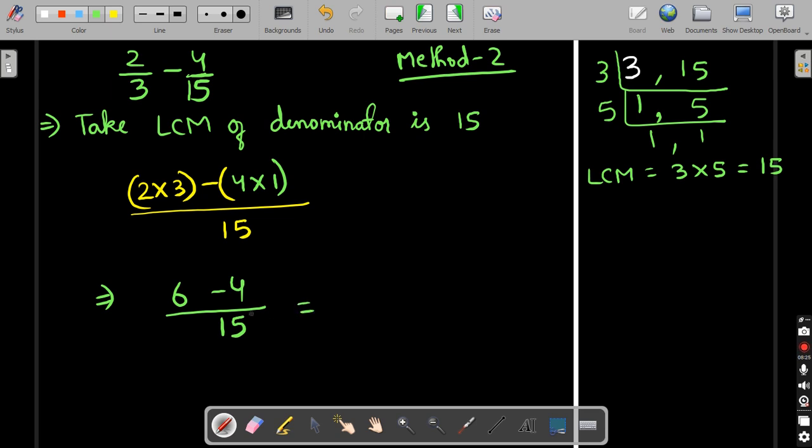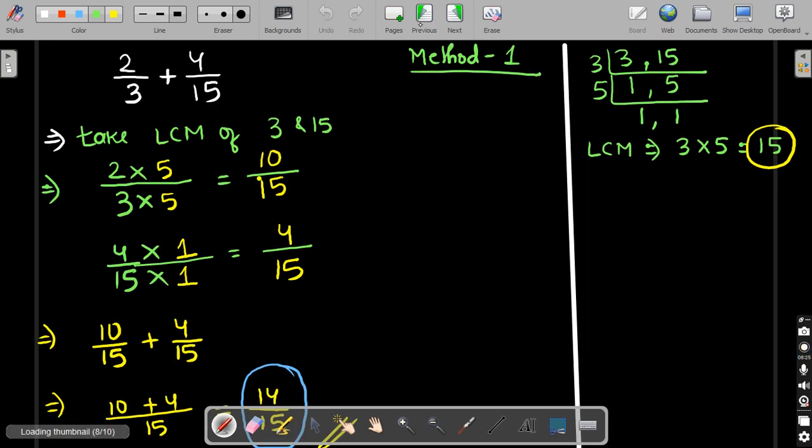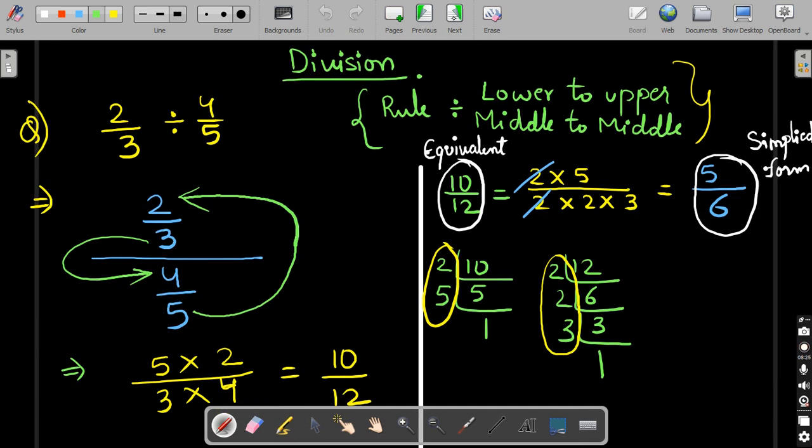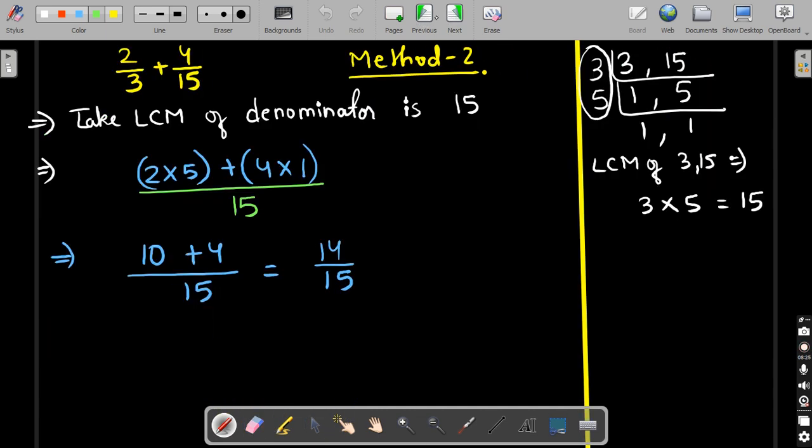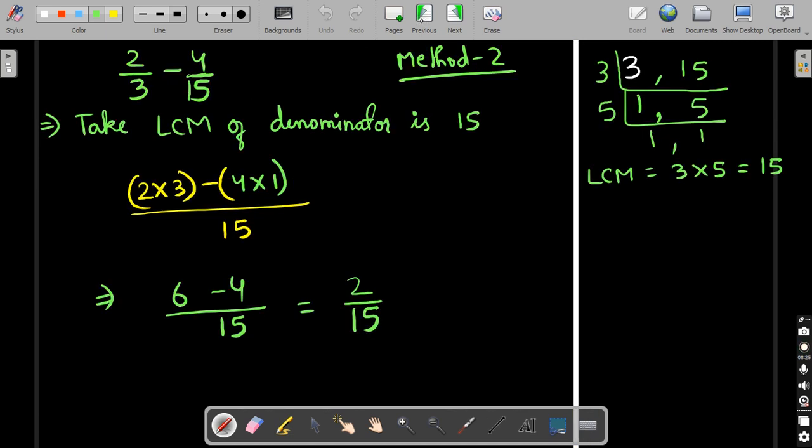Up to here we got the answer, correct, students? Now let me check here. We got the answer 6 minus 4, 2 by 15. Are you able to see here, student? Now we got the answer here, students. How much answer are we going to get here? 2 by 15. Clear? Are you able to understand? Now let me revise again. 15, correct, student? We need to subtract: 2 3s are 6, 4 1s are 4. 6 minus 4, 2 by 15.